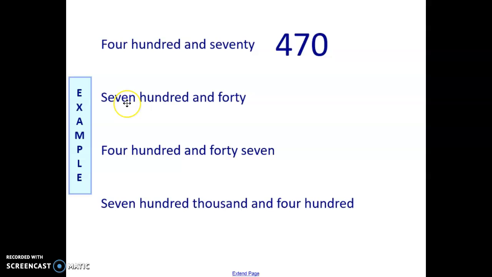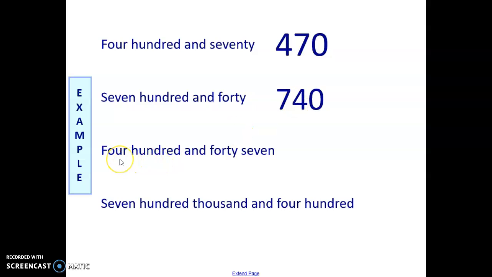The next one is almost the same, but it says seven hundred and forty. So really for this question, all I need to do is put 7 in the hundreds column and 4 in the tens column. Two very similar numbers when written down in words, but very different in numbers.